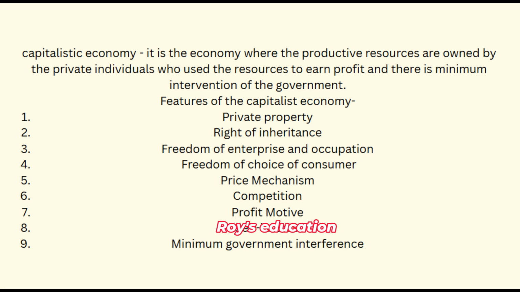The next feature is price mechanism. This is also an essential feature of the capitalist economy. Price mechanism is a process through which the prices of goods and services are determined. In a capitalist economy, every commodity has a price tag attached to it. The price mechanism is fundamental to the operation of the capitalist economy.